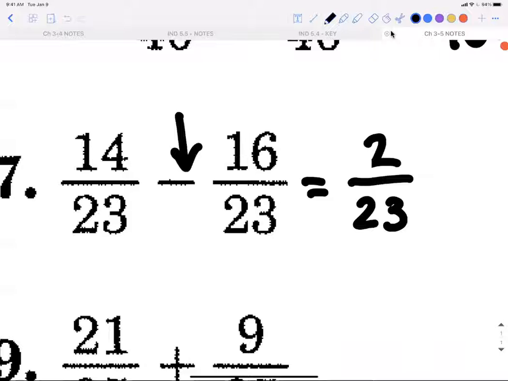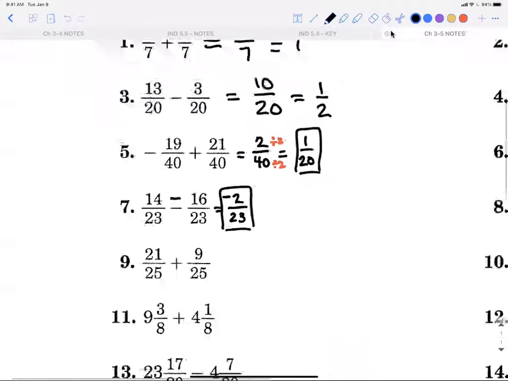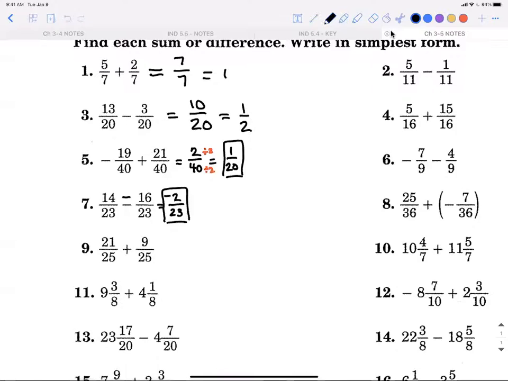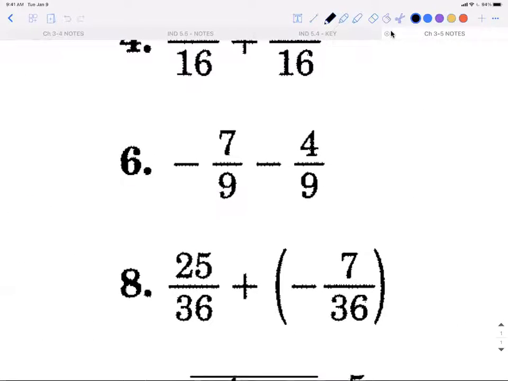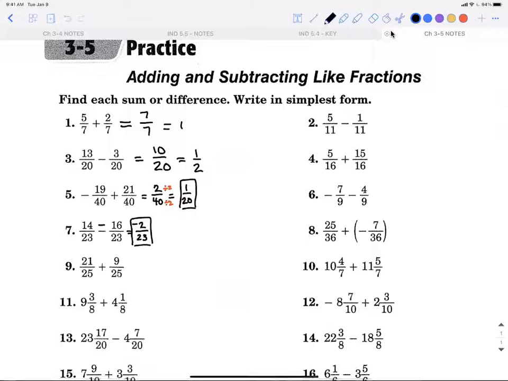This right here. It looks weird because it's down a little bit lower, but that negative still applies to that fraction. So it's 14 minus 16. If it helps you to think of it, write it up a little bit higher, because really you're subtracting 14 minus 16. The 16 is the bigger number and it's a negative. So you'd have negative 2 over 23, and that can't be reduced. Okay, so that's a very quick review on adding and subtracting. What if you have two negatives? Cam? Did you have a question? Yeah.